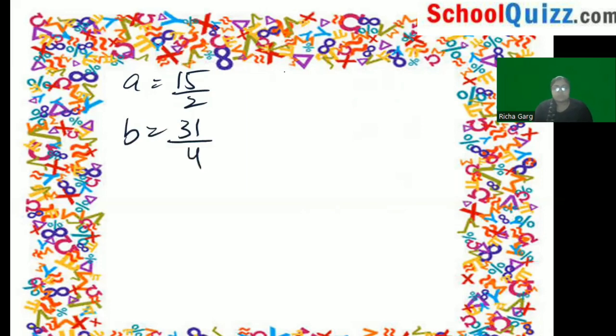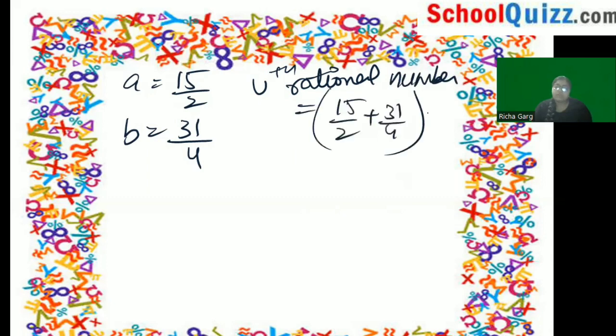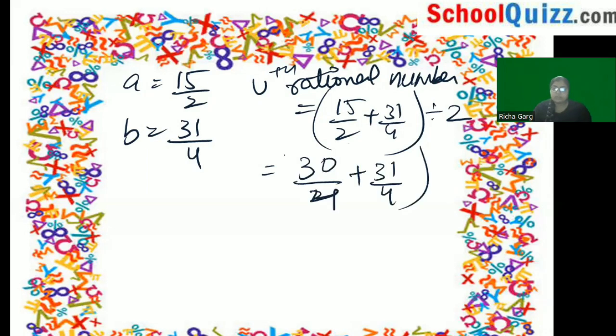So the fifth rational number will be 15 upon 2 plus 31 upon 4, divided by 2. Now the LCM of 2 and 4 will be 4. So 2 into 2 is 4, and 15 by 2 is 30 by 4. So 30 by 4 plus 31 by 4, multiplied by half. It will be 61 by 4 multiplied by 1 upon 2, which will be 61 by 8.